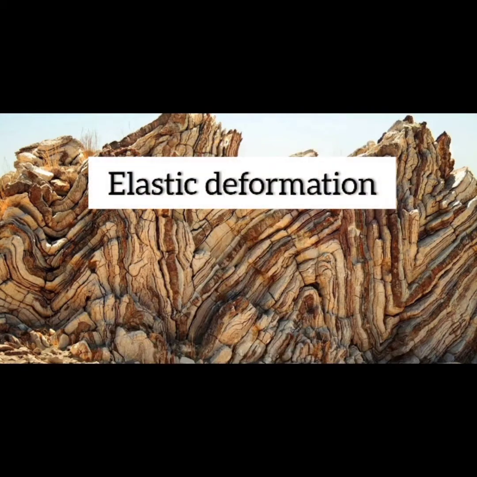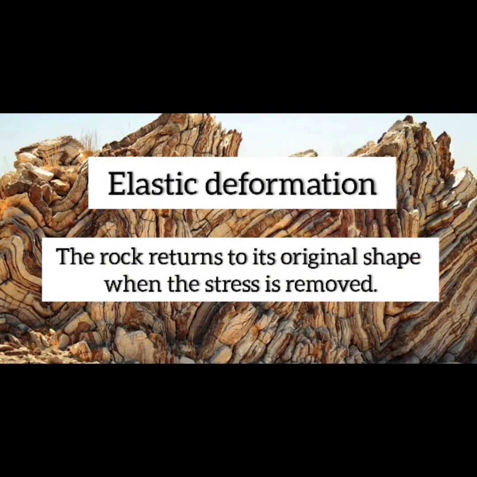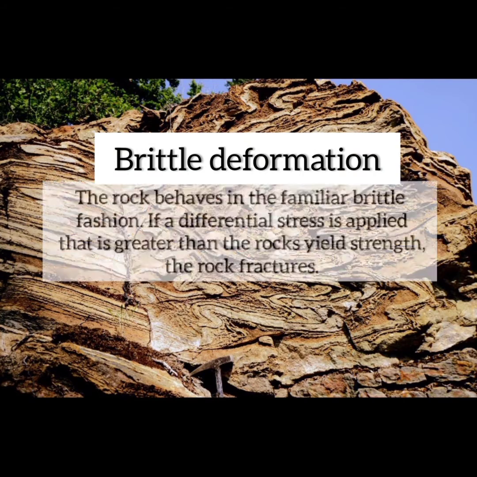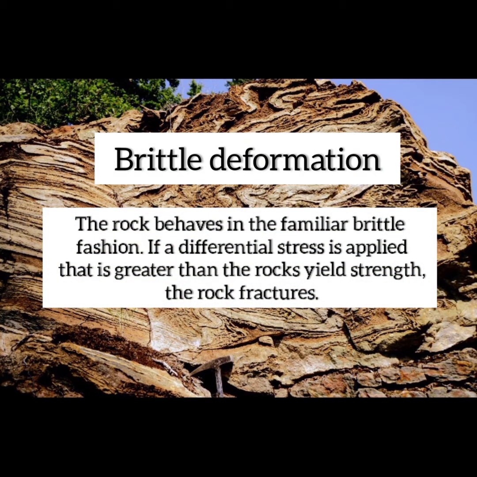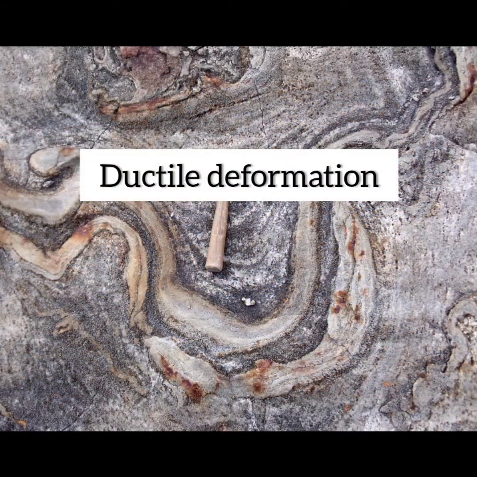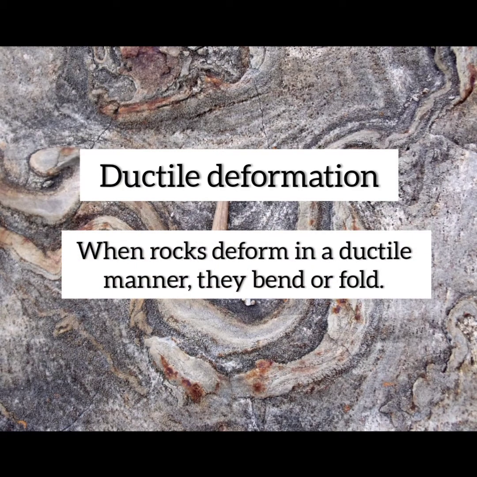Elastic deformation: the rock returns to its original shape when the stress is removed. Brittle deformation: the rock behaves in its familiar brittle fashion. If a differential stress is applied that is greater than the rock's yield strength, the rock fractures. Ductile deformation: when rocks deform in a ductile manner, they bend or fold.